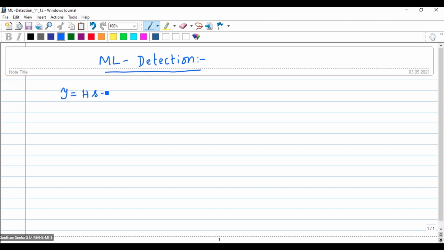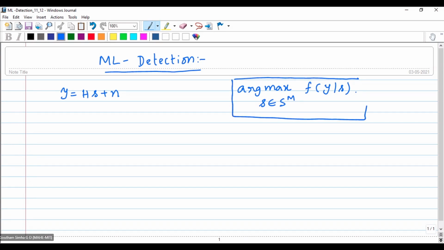Now, we will take the terminology as y is equal to hs plus n. I had written an equation in the earlier classes, something like arg max over s belonging to S to the power of M of a function of detecting y given s, something like that. If you were to write this, what does it mean? With an example, we have to understand what it is.